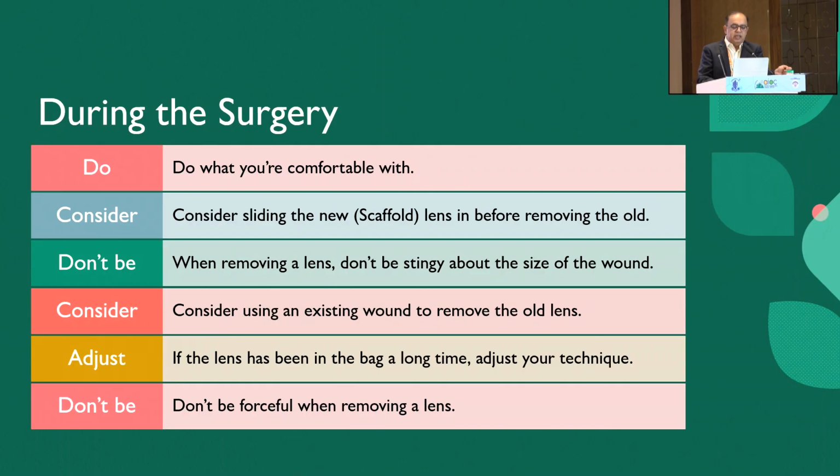Some issues to consider intraoperatively: a procedure that is safe and comfortable in our hands should be done, and we should consider sliding the new lens in via the scaffold technique before removing the old. When removing a lens, don't be stingy about the size of the incision. It's better to have a good safety profile. We can refresh a wound that is 2 to 3 months old and should avoid making a new one. When we need to explant a lens that has been in for a long time, we use viscodissection, or a hypodermic needle is also useful. Never be forceful when removing the lens.